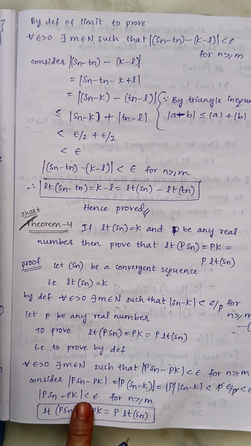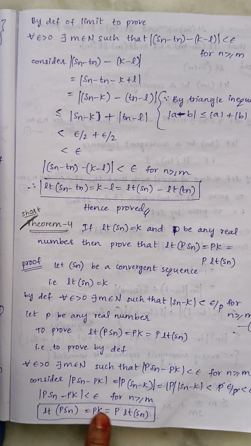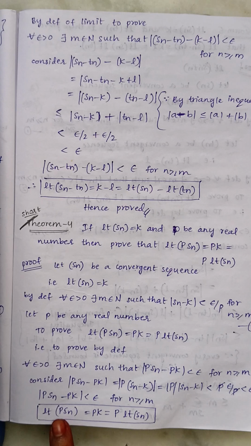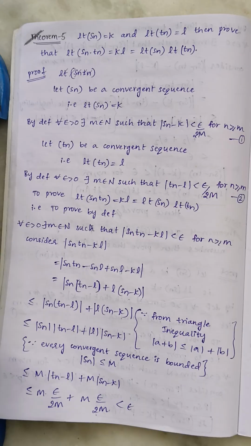So this is less than epsilon, in the sense limit of p Sn equals pk. p into what is k here? Limit of Sn. That's why we can take p into the sequence limit value, which is nothing but p, outside and apply the limit for the sequence.